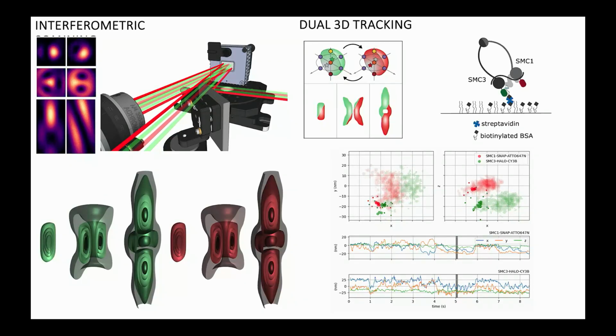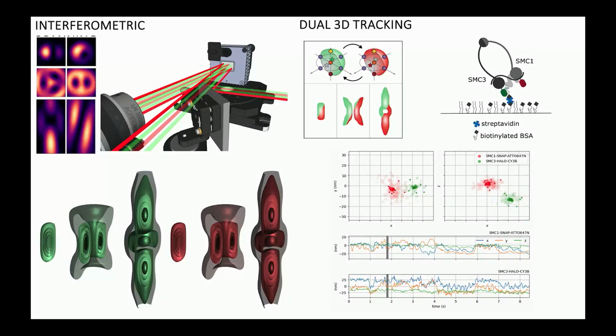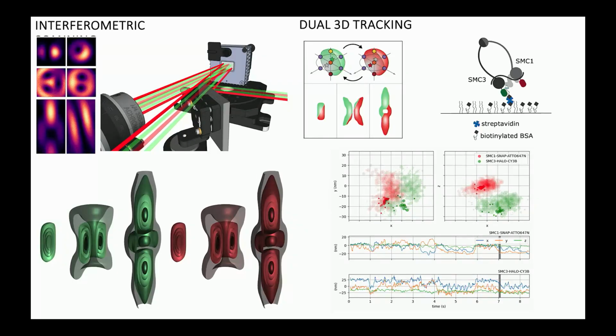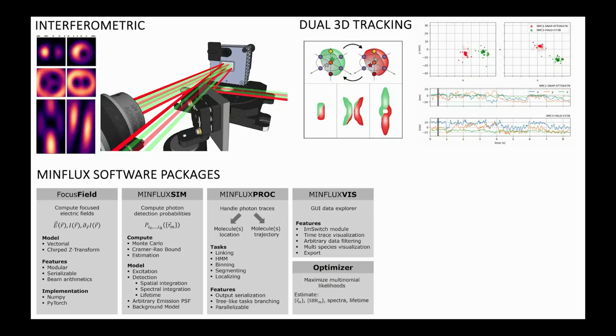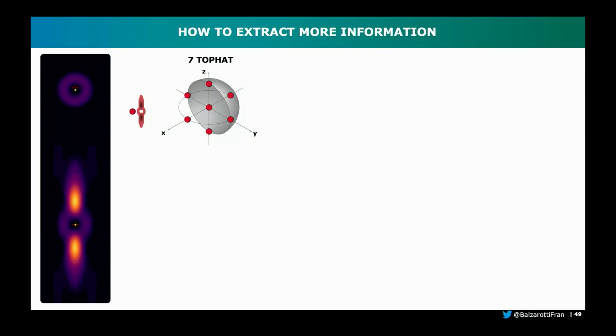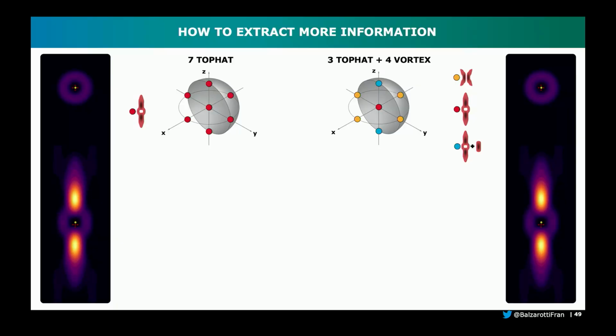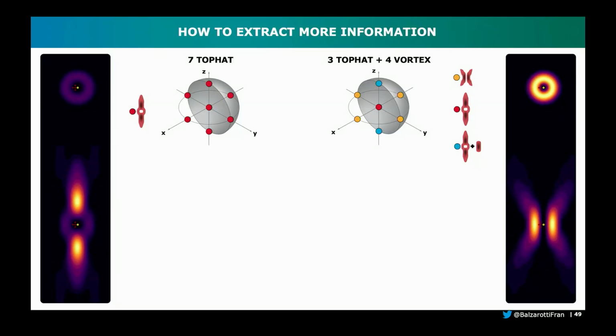And for all these beams, what we're doing is multicolor 3D MINFLUX for multiple molecules, looking at conformational changes of some proteins. The protein in this case is cohesin, which is a large complex that is known to extrude DNA, and the mechanisms by which it does this job are not clear, and we want to dive in that. Today I will not be covering that. We're also working on a lot of software packages for simulation, processing, and visualization, which is a big issue in MINFLUX.